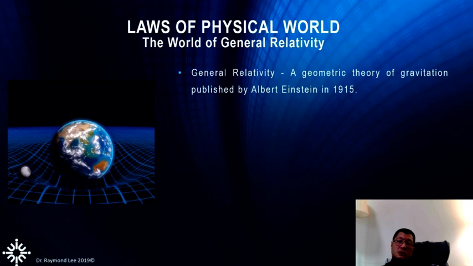So general relativity is a geometric theory of gravitation published by Einstein in 1915. In fact, in almost the same years, Heisenberg proposed quantum mechanics in 1925.